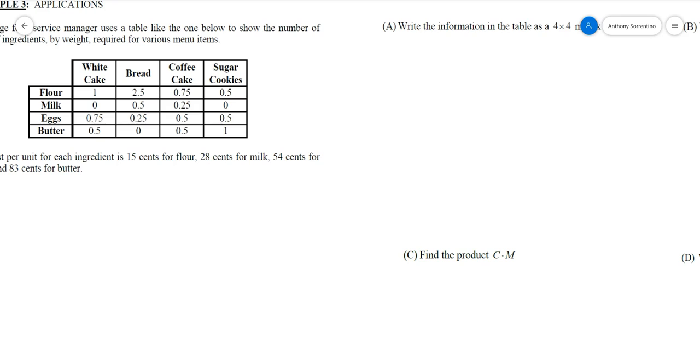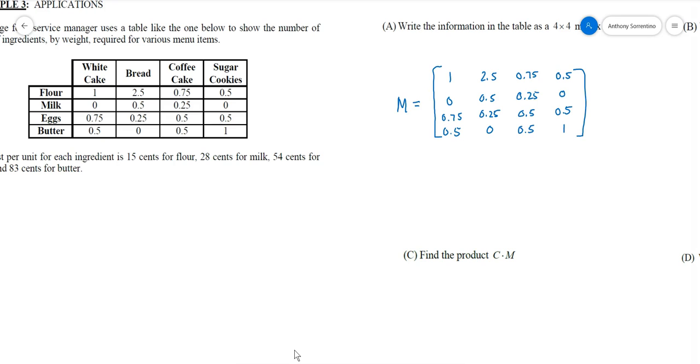That's pretty straightforward because one of the things I have to consider along the way is that if I make M a certain way, it's usually going to affect how I make any other matrix that I might have to work with this. So M, now for the sake of our discussion, I'm also going to keep in mind what these various things represent. This is the white cake, this is the bread, this is the coffee cake, and this is the sugar cookies. And this was for flour, milk, eggs, and butter.